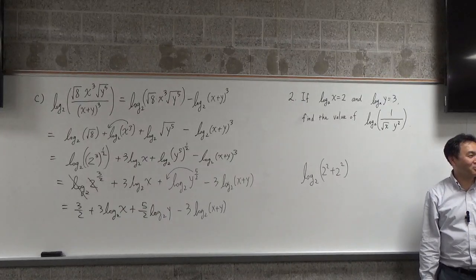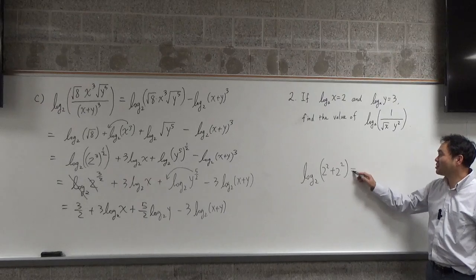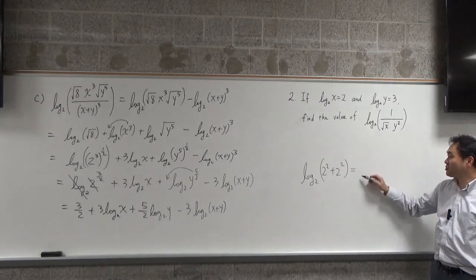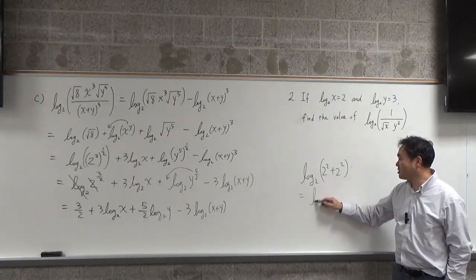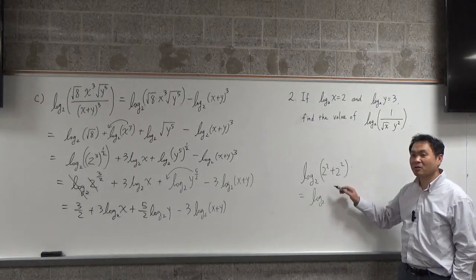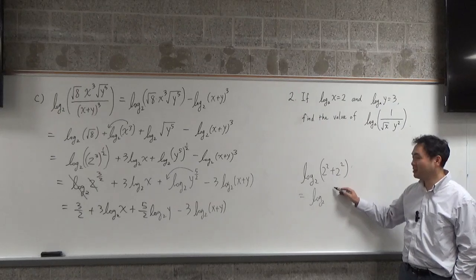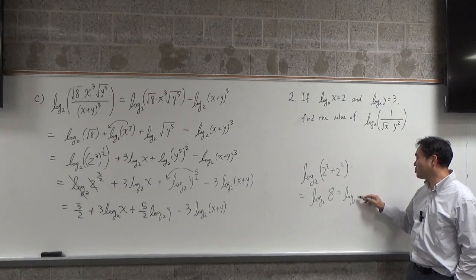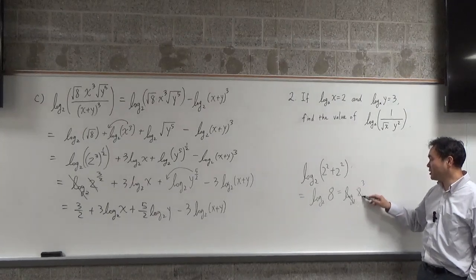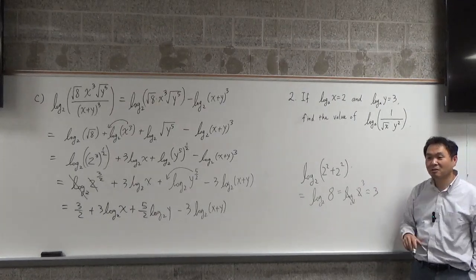3. Yeah, you're right, 3 is right. So what's 2 squared? That's 4. And so 4 plus 4, what's that? 8, right? So you have log base 2 of 2 to the third power. They cancel, it's 3.